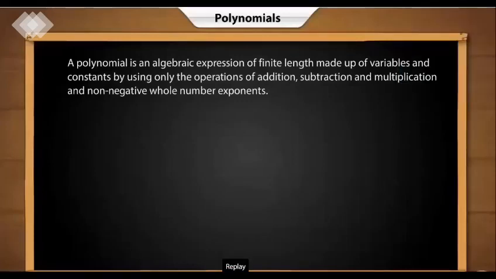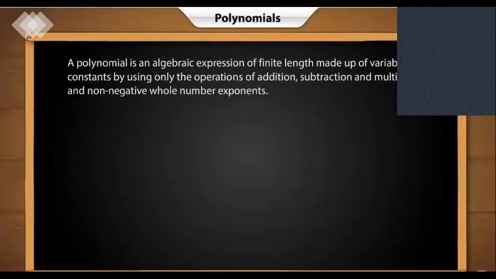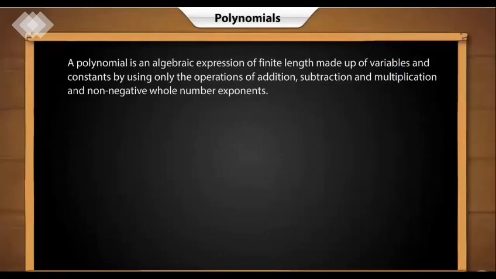A polynomial is an algebraic expression of finite length made up of variables and constants by using only the operations of addition, subtraction, and multiplication and non-negative whole number exponents. For example, x squared minus 5x plus 3 is a polynomial.